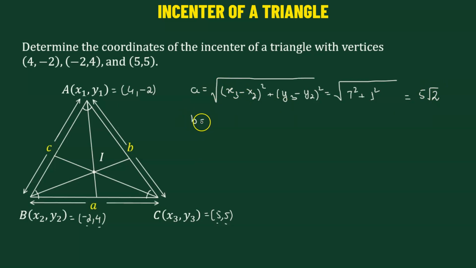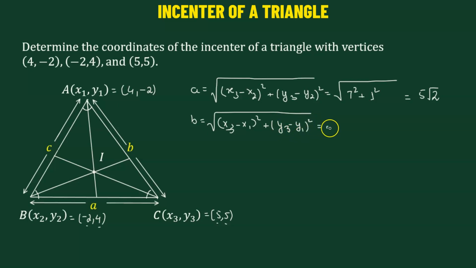Next, we'll try to find out the length b. So here, we'll take the square root. Underneath the square root, we need the square of the difference of the x coordinates. Since we're finding b, that means we will consider the endpoints A and C. So that means we will take x3 minus x1, which is the difference of the x coordinates, and add it to the difference of the y coordinates, y3 minus y1 whole squared.